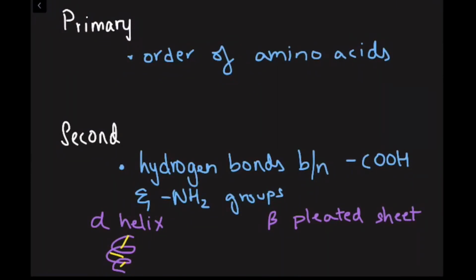In this, polypeptides lie parallel to each other and they're held together by hydrogen bonds. In this case, the polypeptides are called beta sheets.